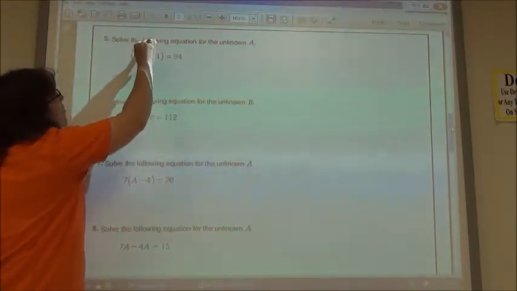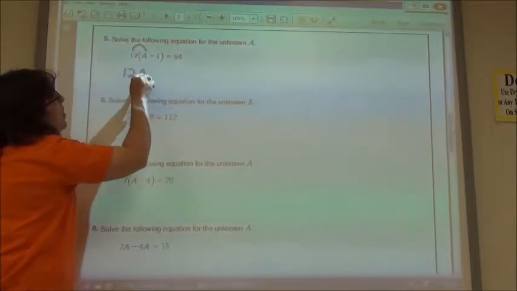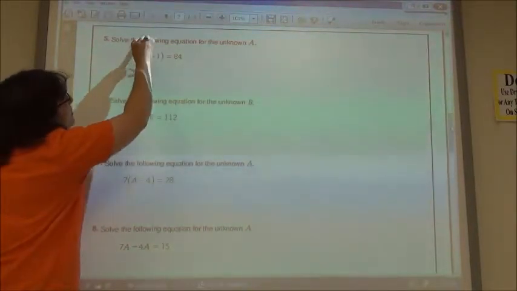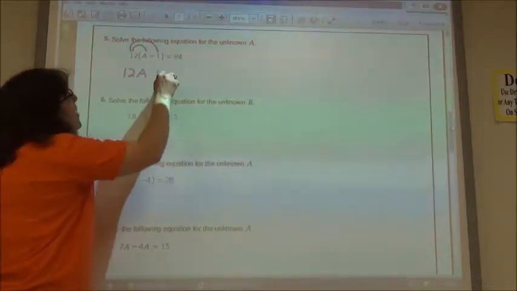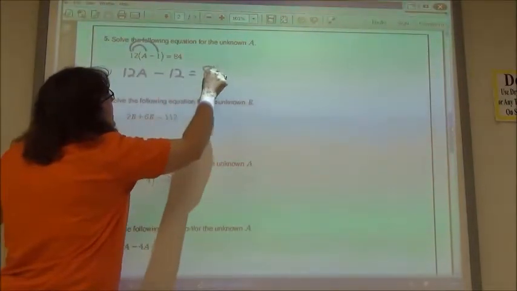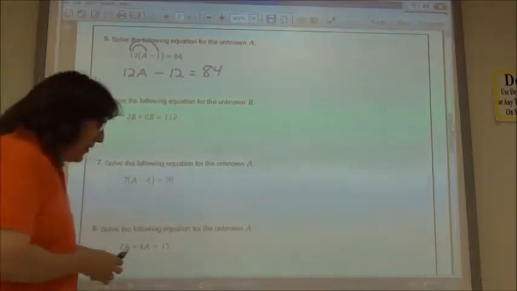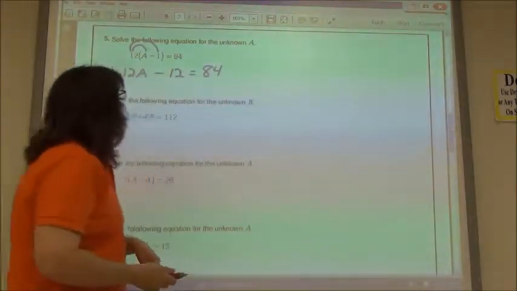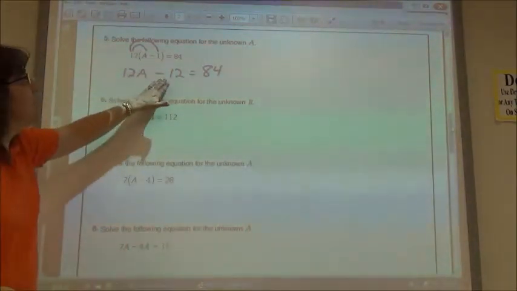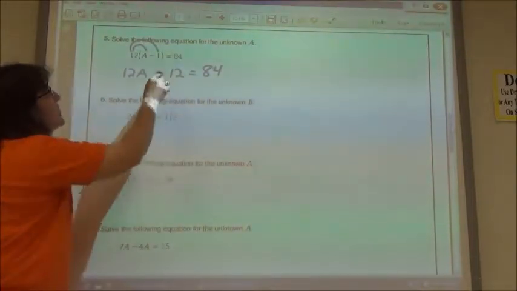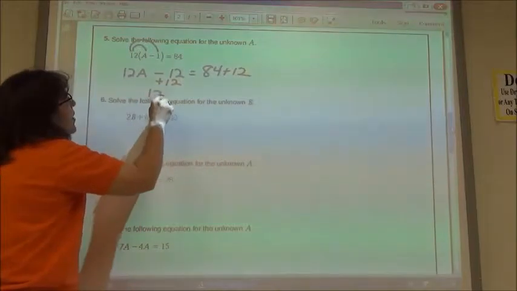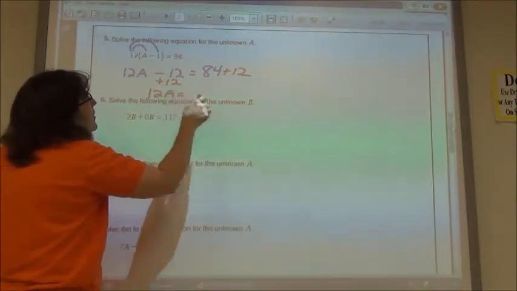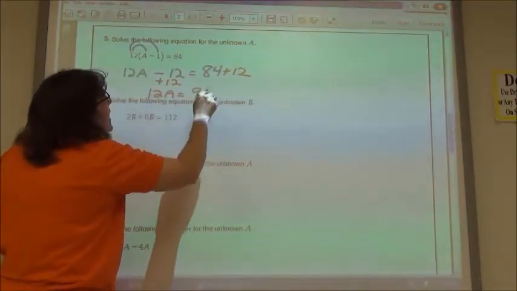I'm going to do 12 times a, which we just write as 12a, and then I also have to do the 12 times that number there. 12 times 1 is 12, so I have minus 12 equals 84. Now I solve it like I did the previous problem. I want to get the a by itself, so I need to move the 12 to the other side. Since that's a minus 12, I have to plus my 12. 12a is going to equal 84 plus 12, which is 96.